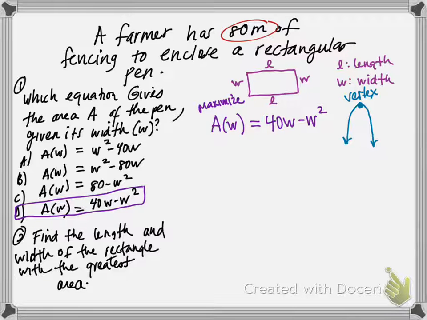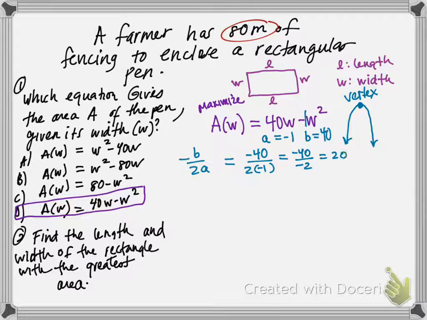I need to find what width and what length I would have to maximize that. So in order to find the vertex, there is a formula, opposite of b over 2a, to get the x coordinate. So a is the number in front of the W squared, which is negative 1, and b is the number in front of the W, which is 40. So the opposite of b is negative 40, and that's all over 2 times a, and a is negative 1. So negative 40 divided by negative 2 is 20.